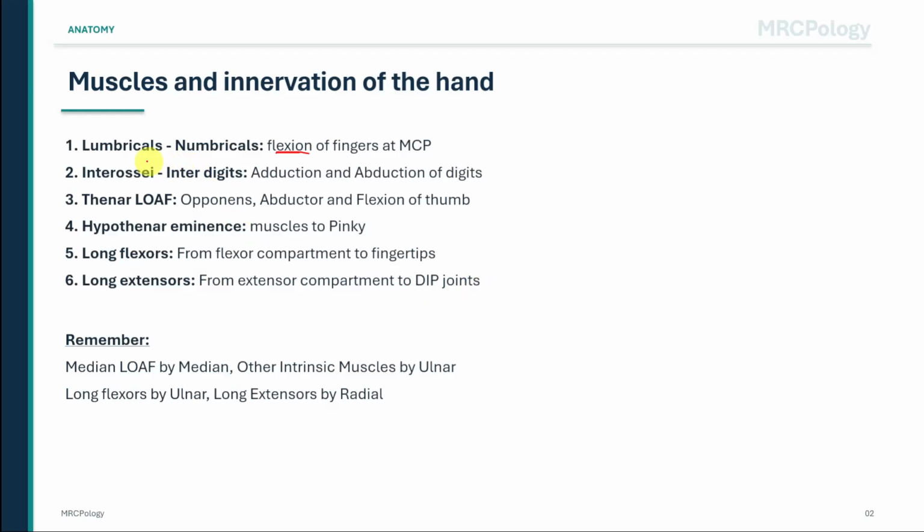The first and second lumbricals, supplying the index and middle fingers, are innervated by the median nerve. The third and fourth lumbricals, supplying the ring and little fingers, are innervated by the ulnar nerve.